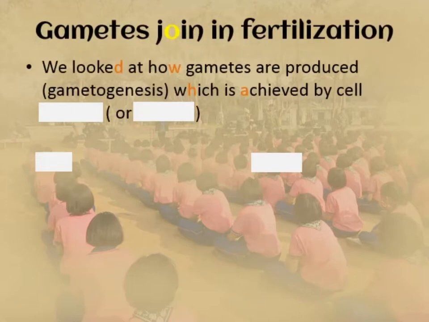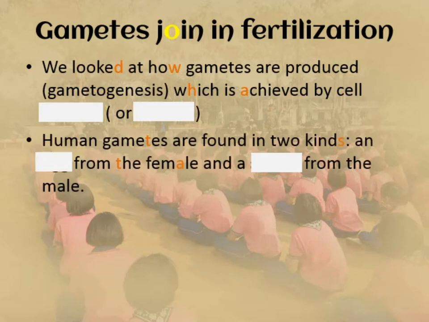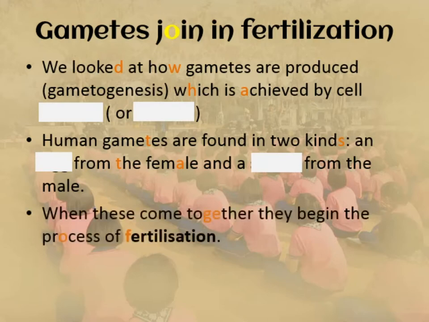So the first stage is that gametes join in fertilization, and we looked at how gametes were produced last time in a process sometimes called gametogenesis, and this is achieved by cell what? Well, human gametes come in two kinds, and something which is from the female and from the male. So when these two come together, they begin the process of fertilization. So let's have a look at what those blanks are, shall we?